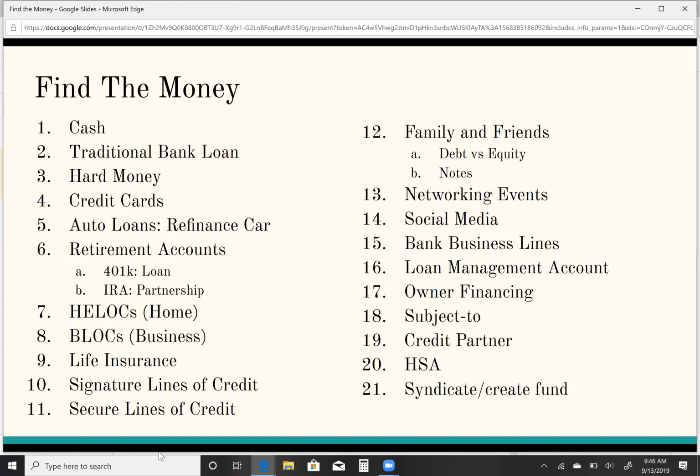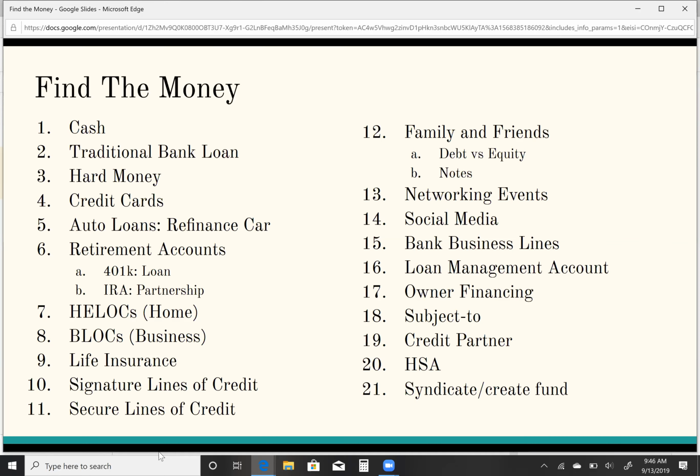And so I really love those. When it comes to banks, there are numbers 10 and 11 here: signature lines of credit and secure lines of credit. That's basically like business lines of credit, except instead of a business, it's off of you. And so banks are willing to give you one of those too. It's not a credit card, but actually a line of credit that you could borrow from whenever you want to.